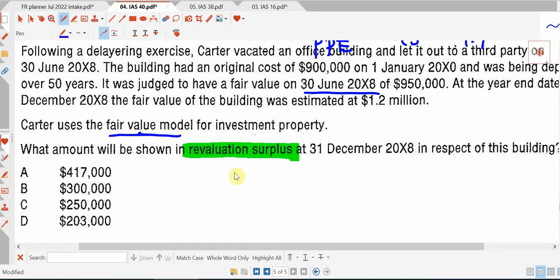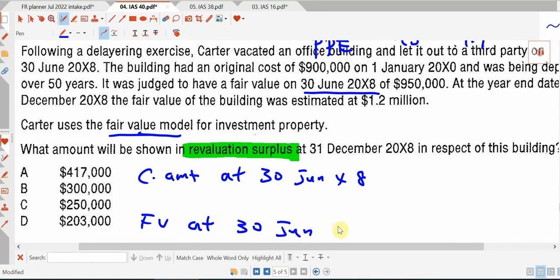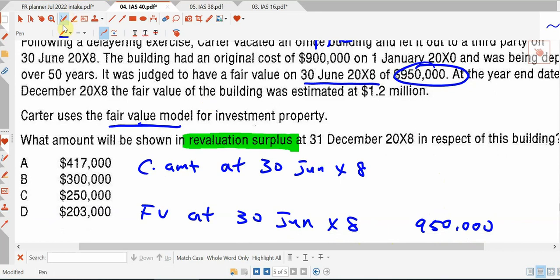Okay, so what I want to do is a revaluation. I want to compare the carrying amount of the asset at 30th June against the fair value also at the same date, 30th June. Leave some space here for me to do the calculation later. So I know the fair value at June is 950,000. Next is to find out the carrying amount. If I get this one, I can find the answer for the revaluation. Okay, now let's do this together. I need you to tell me this.